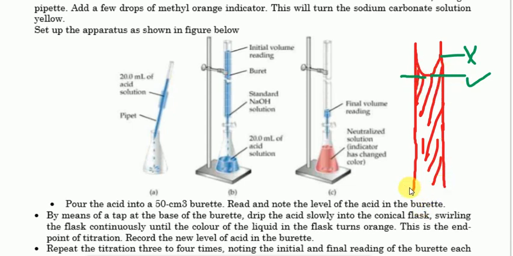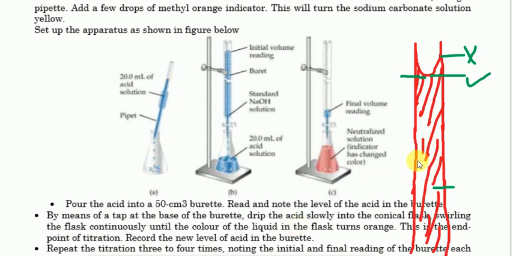Then after reading the initial reading, what do we do? Let's say this is your burette and it continues down here. Now from this initial reading you titrate, and then let's say the color change occurs there.